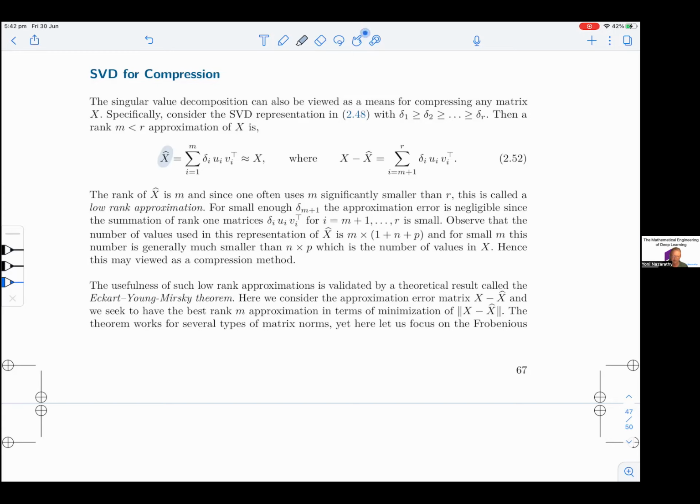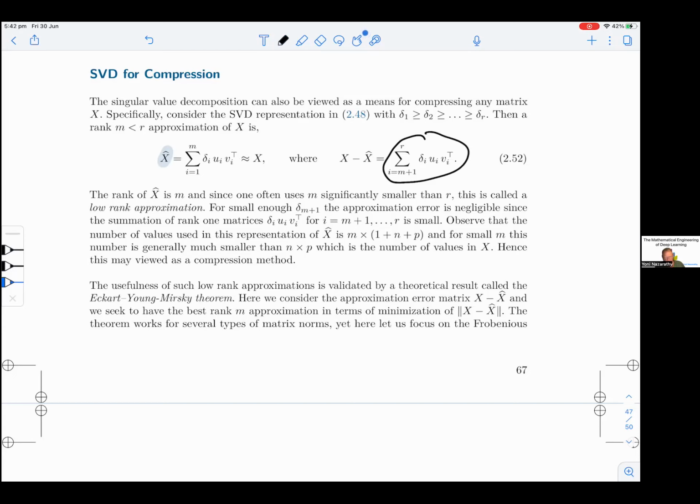And instead of summing up to the full r here, you just sum up to m. And you do a sum of these rank one matrices weighted by their singular values, okay? And each rank one matrix is obtained via u_i times v_i transposed. Okay? That's what you do. Where X minus X hat is, this is kind of what remains.